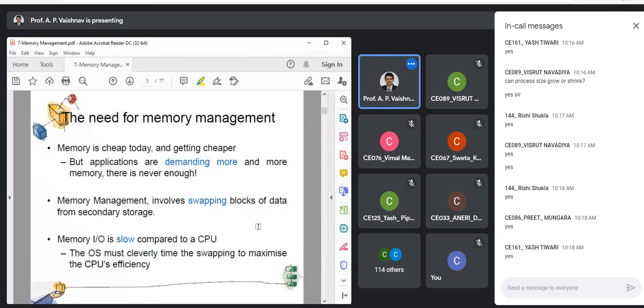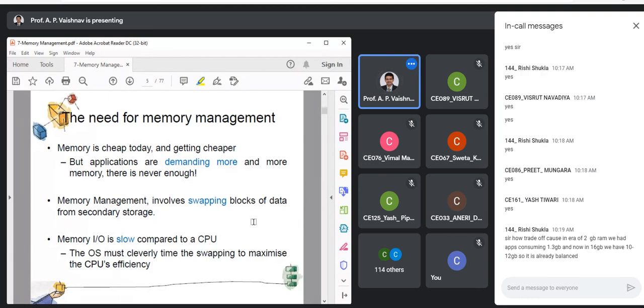Okay. Another requirement for memory management is swapping, right? As I said, we need to continuously swap in and swap out processes. Even in the case of virtual memory, we will see how this trade-off works, because in the era of 2 GB RAM, we had apps consuming 1.3 GB and now 16 GB. Yes, so why is it balanced? That is the point I was trying to make. Why is it balanced? Because it is the OS which is continuously being optimized, and the OS is managing this space. That is why you are seeing no difference, right?